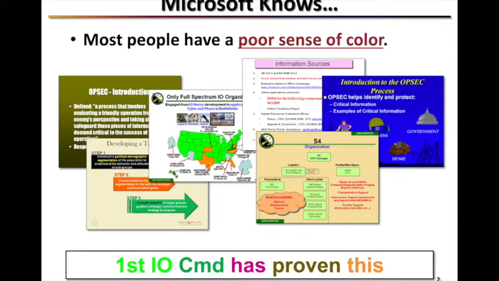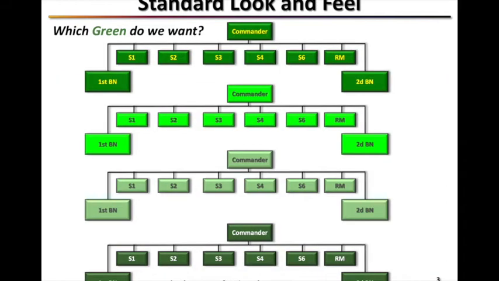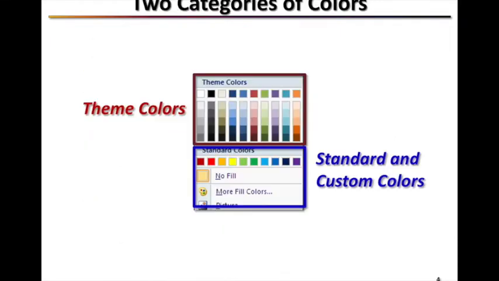So let's go into this next piece. Someone says the guidance is to make your line block charts green. Well, there's different variations on green, so you have to be precise with what you want. So there's two categories of colors. There's these theme colors or the color palette, and then there's standard and custom colors.